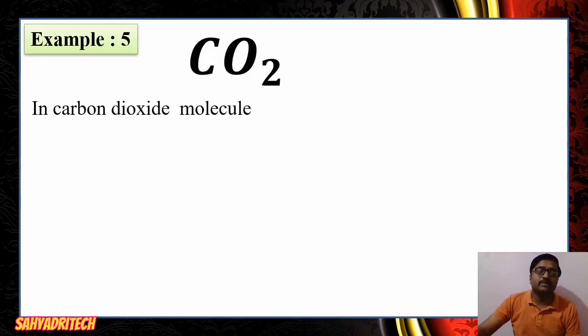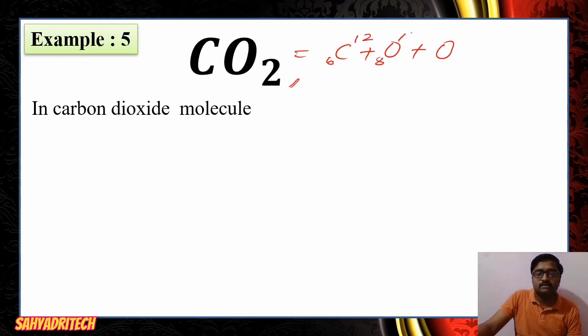Carbon dioxide molecule, CO2. So here in case of the CO2 molecule, we consider how the molecules are formed. One carbon and how many oxygens? Two oxygens. Right. Now coming to the individual ones. Carbon atomic number 6, mass number 12. Oxygen 8, 16. 8, 16, right?